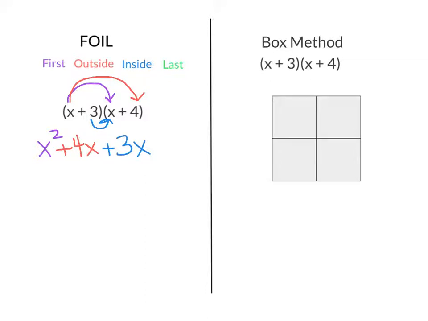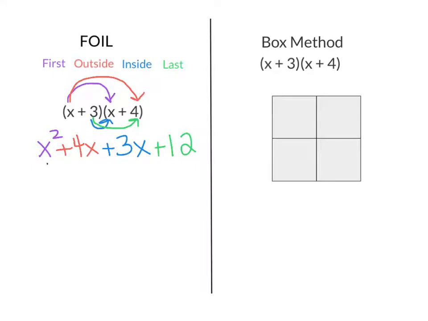And then I have last. This wants me to take the last value in each set of parentheses. So in this case, 3 times 4. 3 times 4 is 12, so I'm going to put plus 12. Now that I've distributed those values from both sets of parentheses, I'm going to see if there are any terms that I can combine, any like terms.